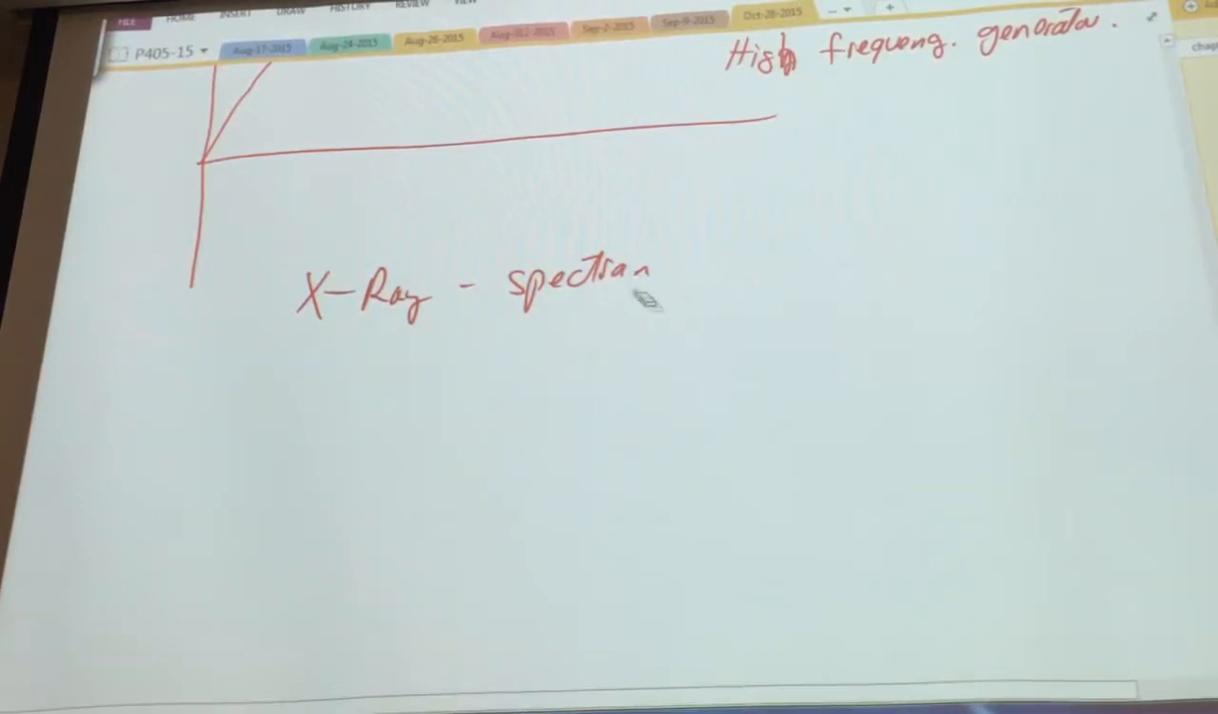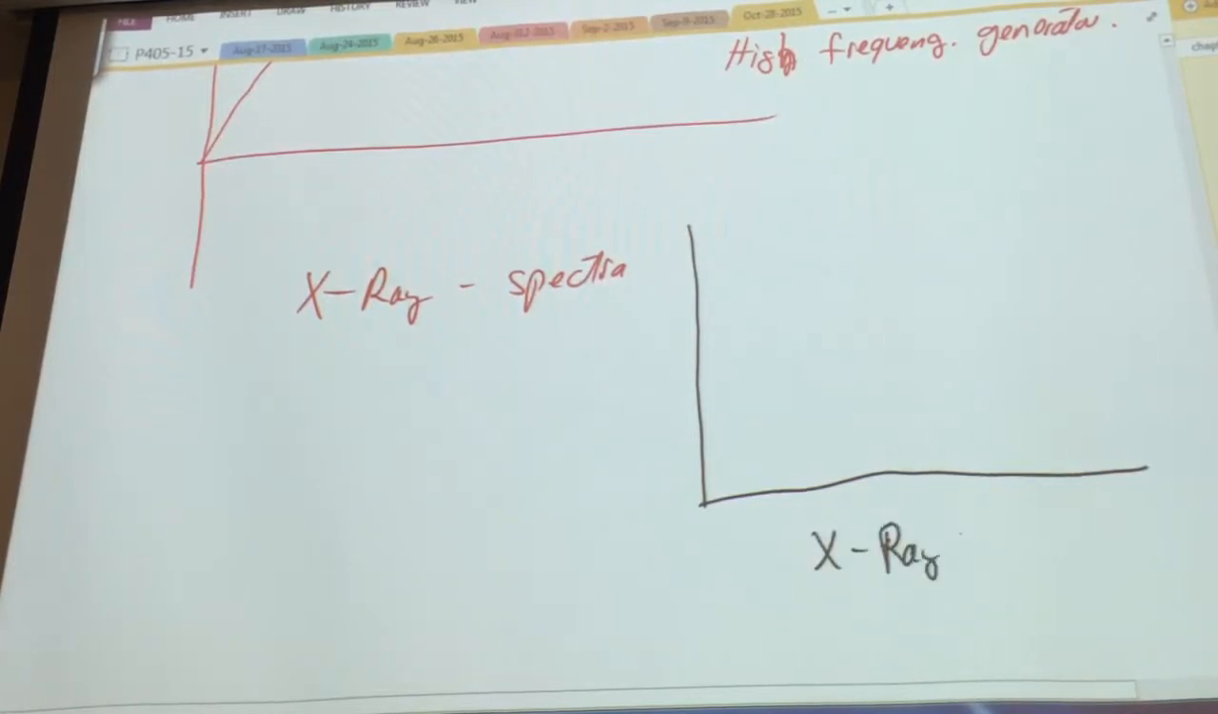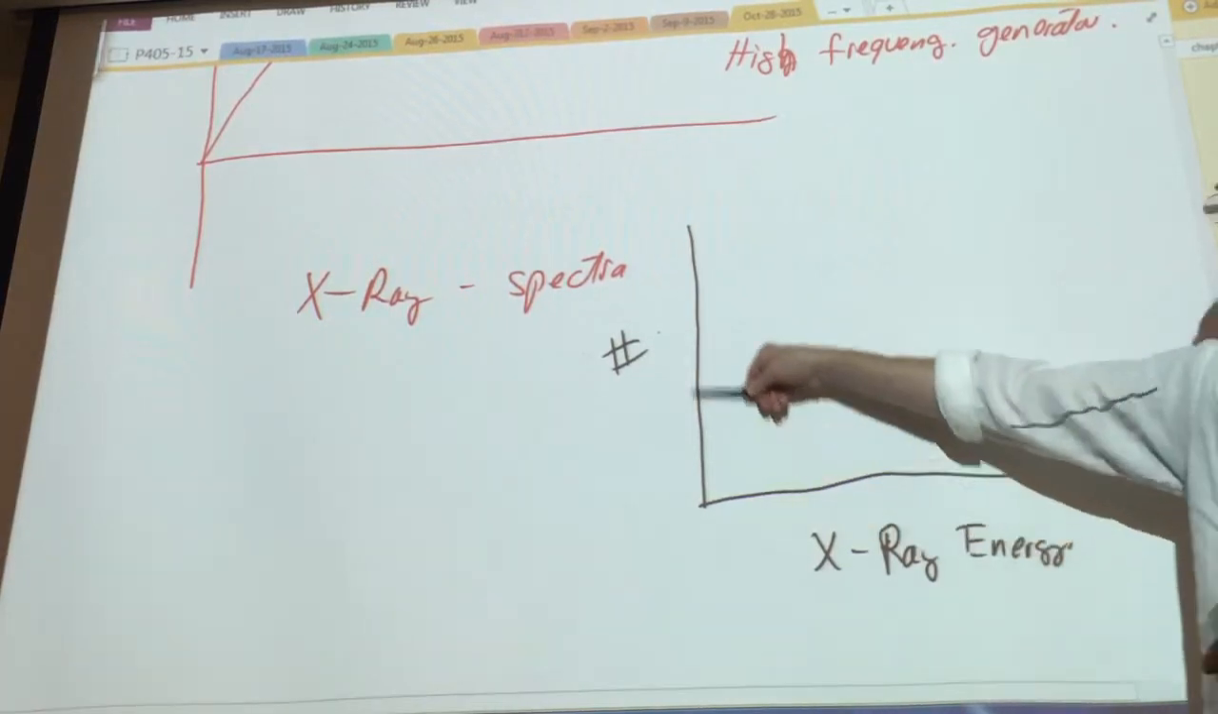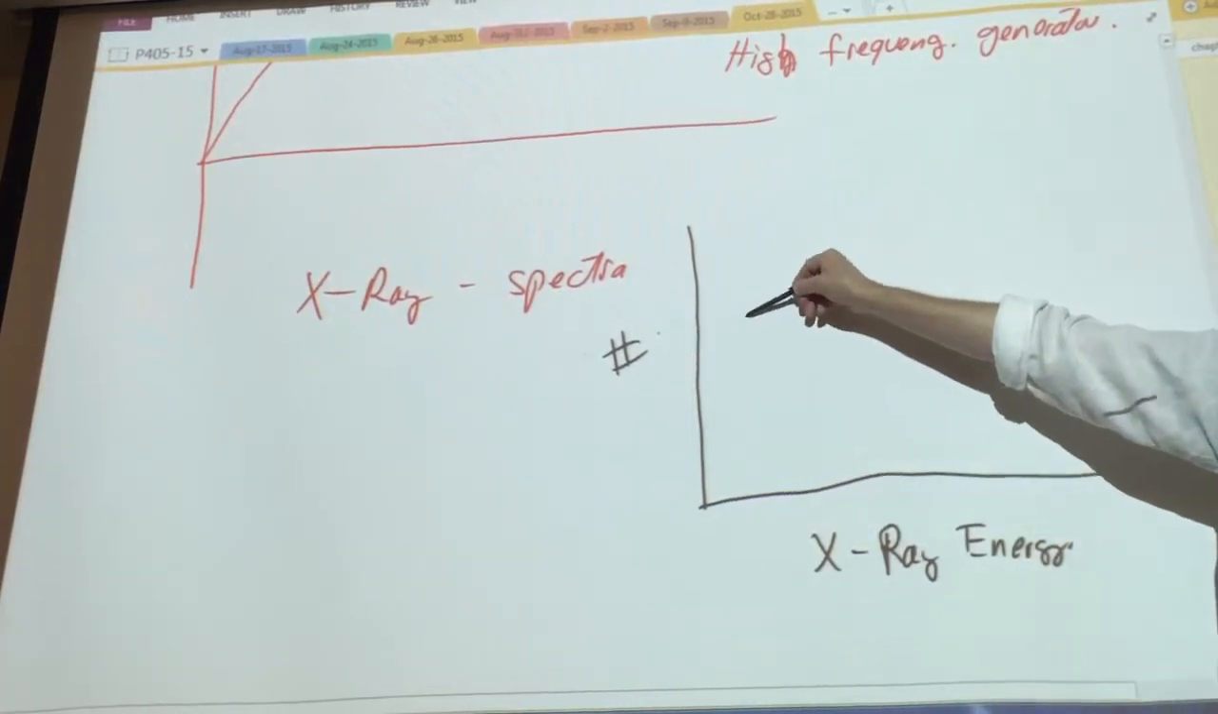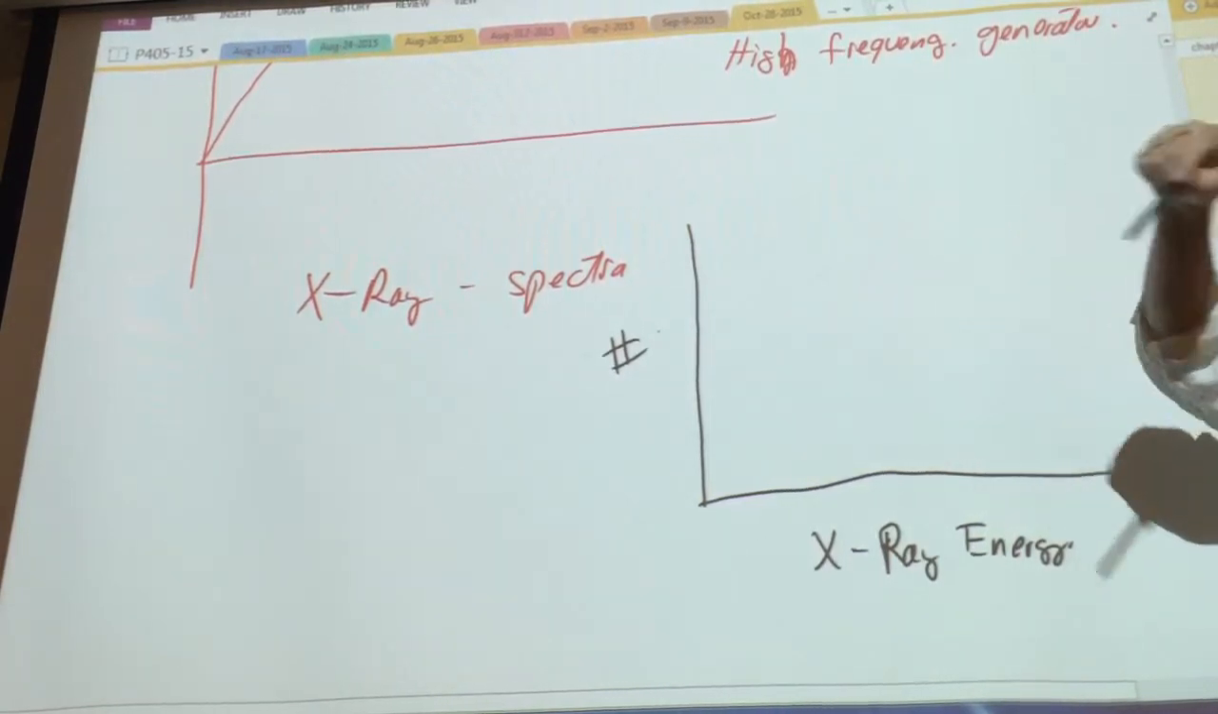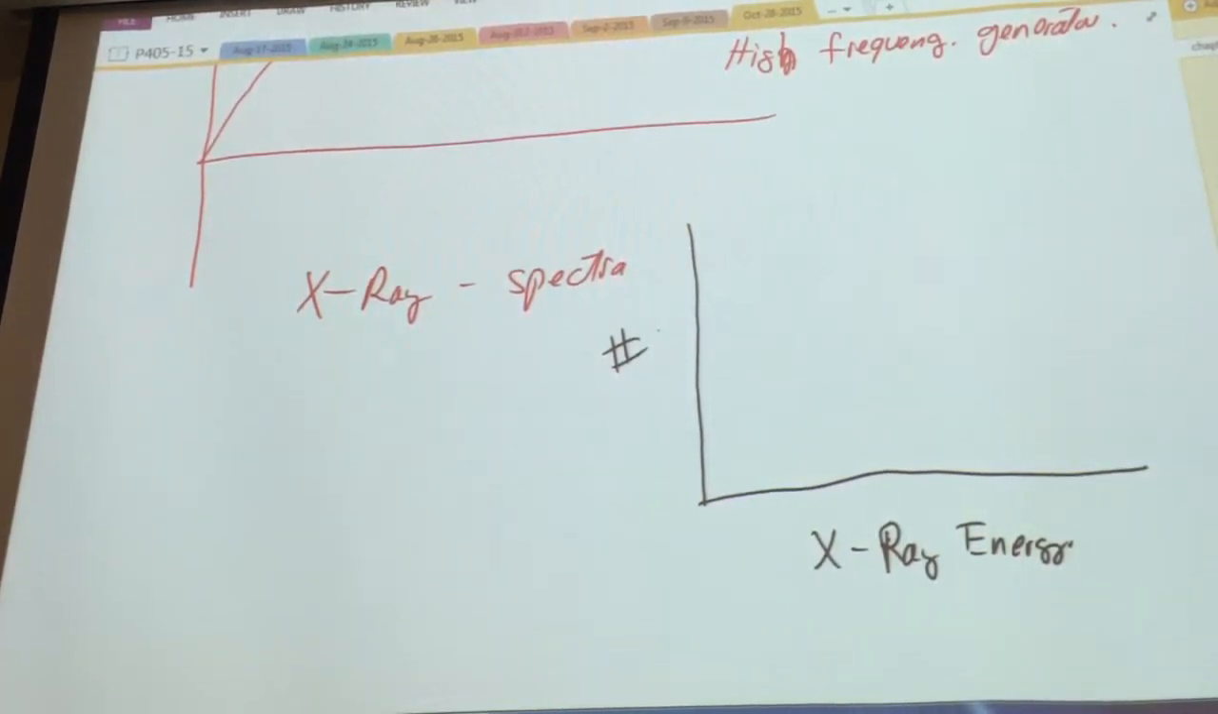We are now talking about the X-ray spectra. It's a new way of thinking about this. We have X-ray energy and we have number. This is called a histogram. On the vertical axis, it just counts the number of photons, and on the horizontal axis, it shows the photon energy.